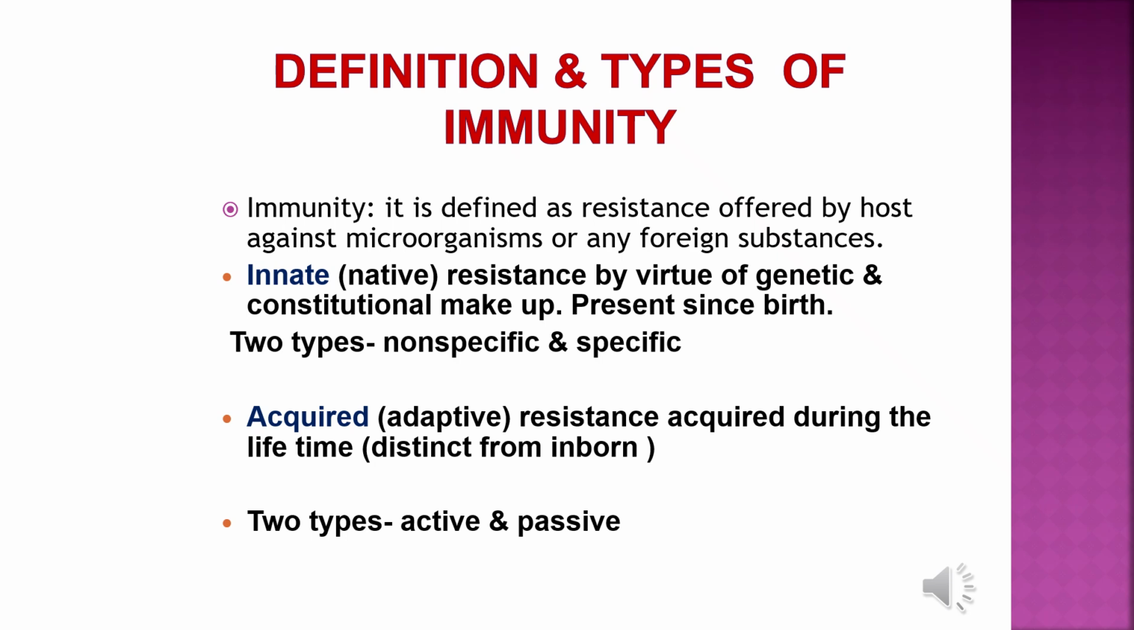Innate immunity or native immunity is the resistance by virtue of genetic and constitutional makeup. So it is present since birth. And then again it is divided into two types, the non-specific and specific. And acquired immunity is also called adaptive immunity. It is a resistance acquired during the lifetime. It is different from the inborn. And then it is again divided into two types, that is active and passive immunity.